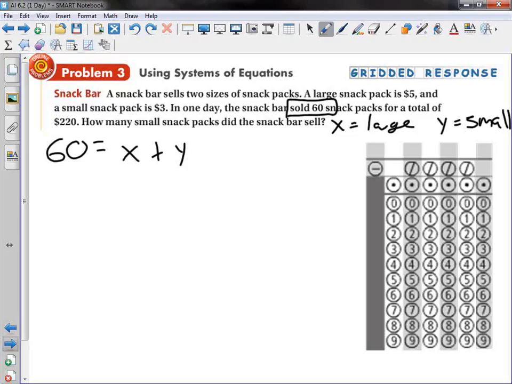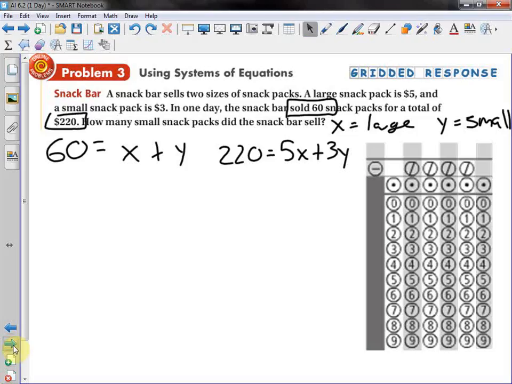The other total, and you know it's total because it says total of, is 220. And that's in dollars. So now we need to change our snack packs to dollars. I know that my large snack pack is worth $5. I'm going to add that to my small snack pack, which is worth $3. Now I have a system of equations that I can solve.